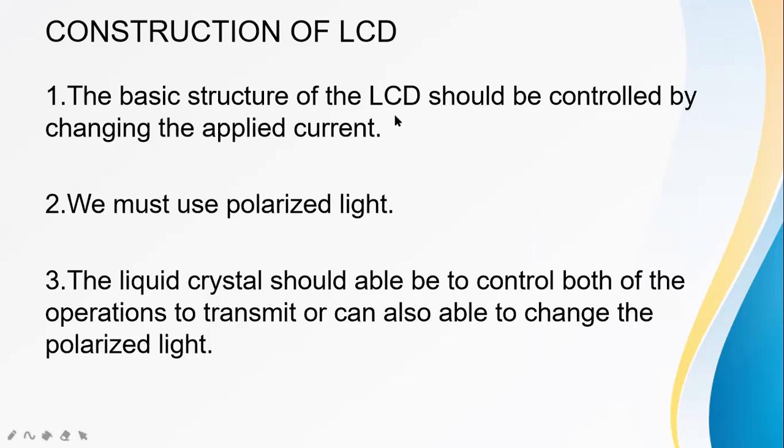The basic structure of the LCD should be controlled by changing the applied current. That means based on the applied current, the structure of the LCD will be changed. We must use polarized light. The light will be in the form of polarized. The liquid crystal should be able to control both of the operations, to transmit or to change the polarized light. This liquid crystal controls both of the operations, to transmit the light as well as change the polarized light.